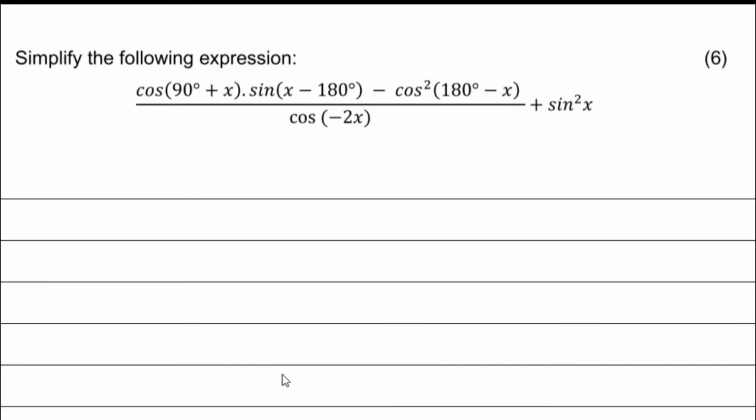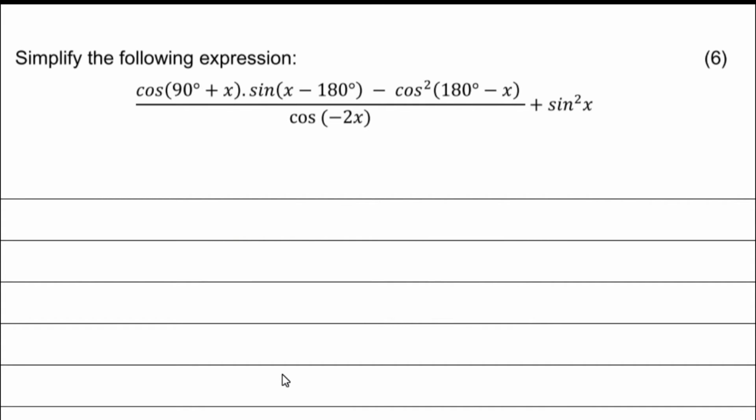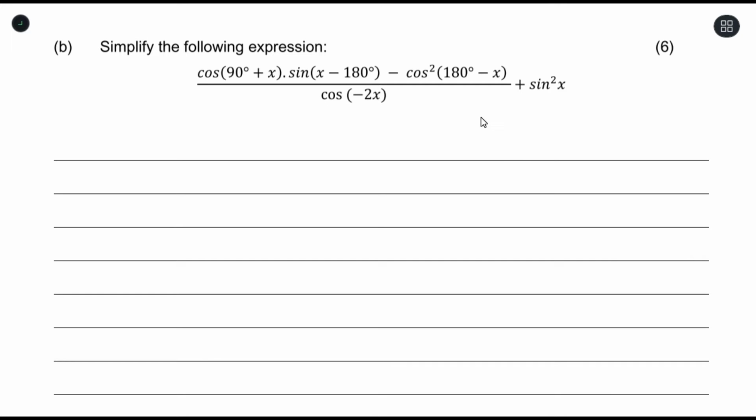So simplify the following expression. So this expression is cos(90 + x) sin(x − 180) − cos²(180 − x), all over cos(−2x). All this is added to sin²x. Okay. To answer this, the first thing I'm going to do is draw the quadrant.